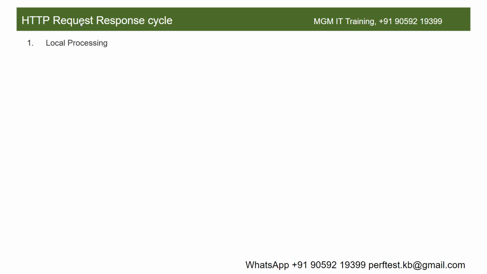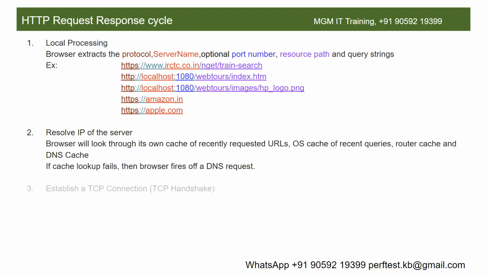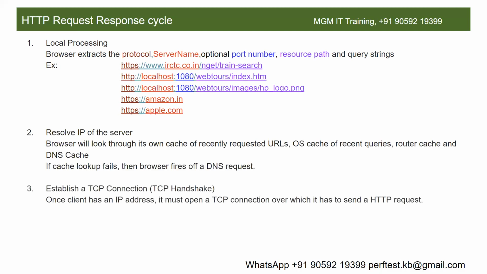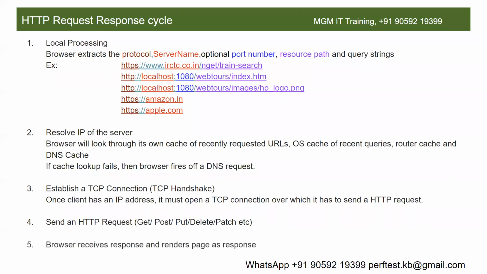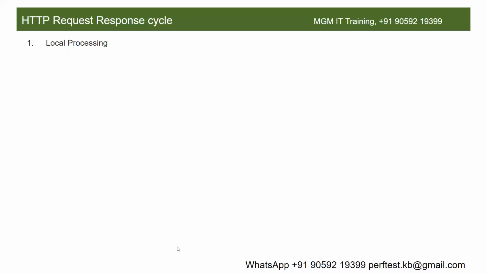So let's understand what happens from the moment you send a request from the browser to the server until you receive the response. There are 5 steps involved: local processing, resolving the IP address, establishing a TCP connection, sending an HTTP request, and the browser receiving the response. Let's understand one by one.